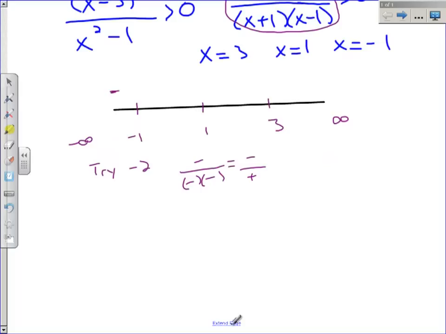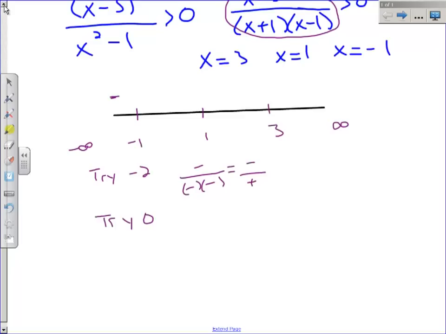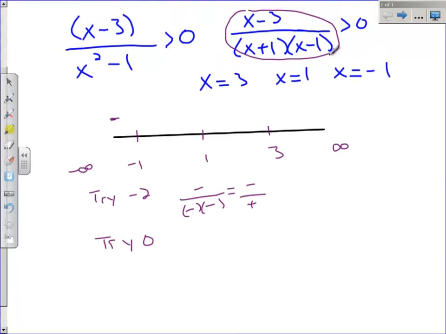Let's extend this page a little bit, and let's try one from negative 1 to 1. Let's try 0. If I plug 0 back into this rational function, I'm going to get negative over a positive times a negative. And what do we have there? I've got a negative divided by a negative. That should have just been a negative. It's a negative 1, but I'm just doing signs there. And this means I get a positive. That means your rational function is above the x-axis all the way from negative 1 to 1.